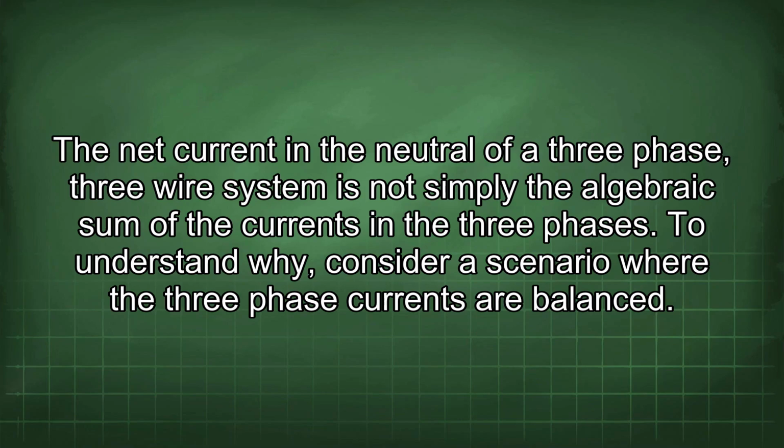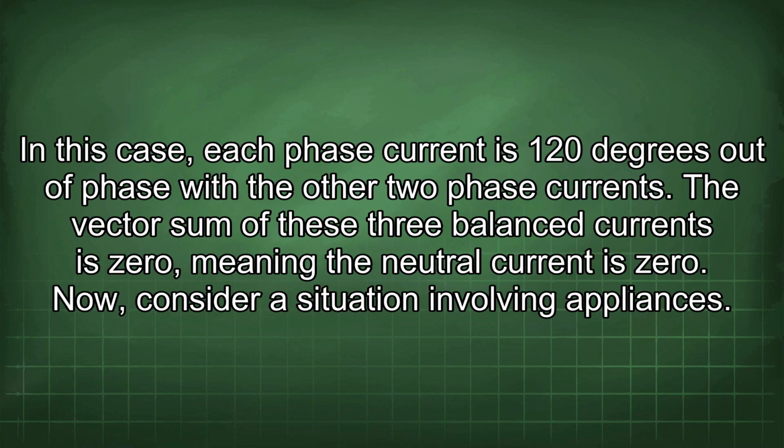The net current in the neutral of a three-phase, three-wire system is not simply the algebraic sum of the currents in the three phases. To understand why, consider a scenario where the three-phase currents are balanced. In this case, each phase current is 120 degrees out of phase with the other two phase currents. The vector sum of these three balanced currents is zero, meaning the neutral current is zero.